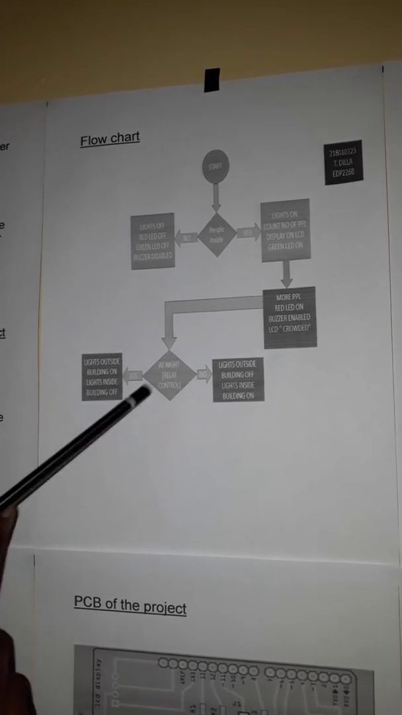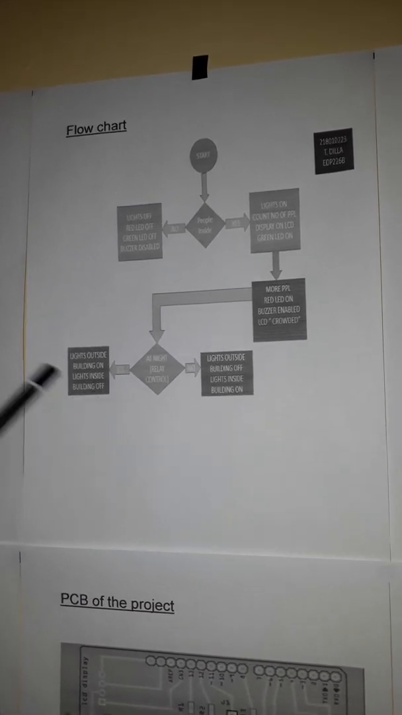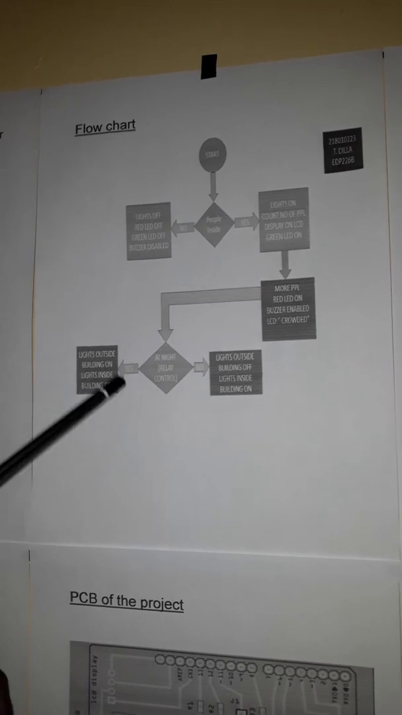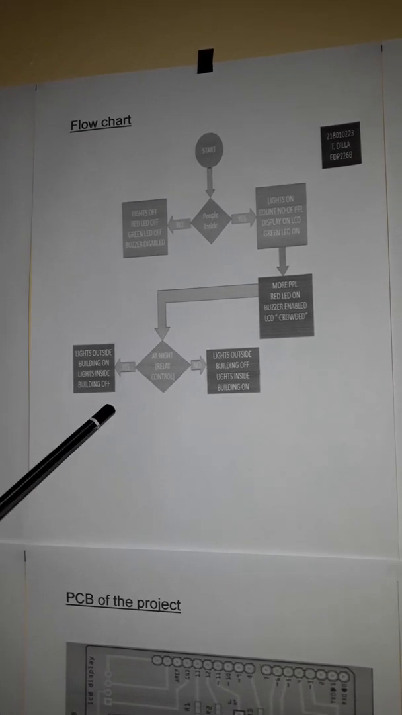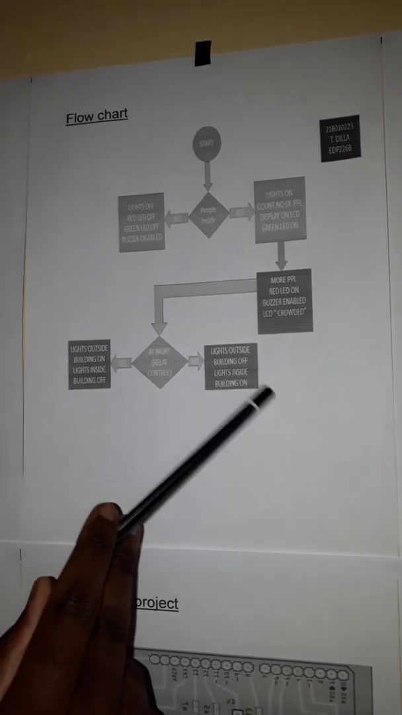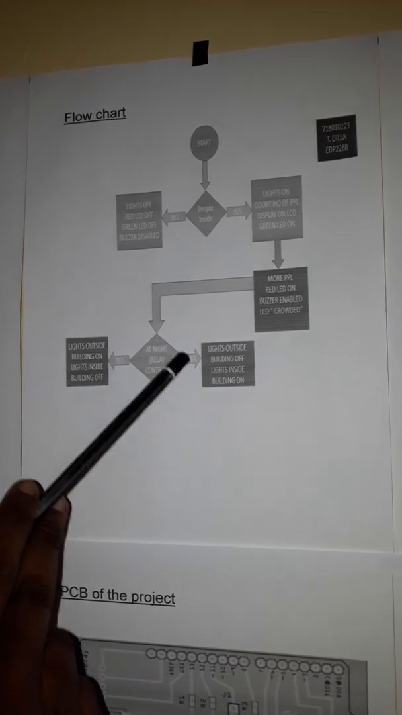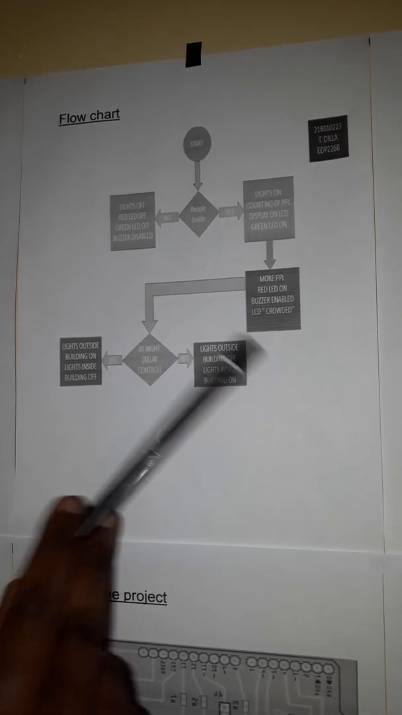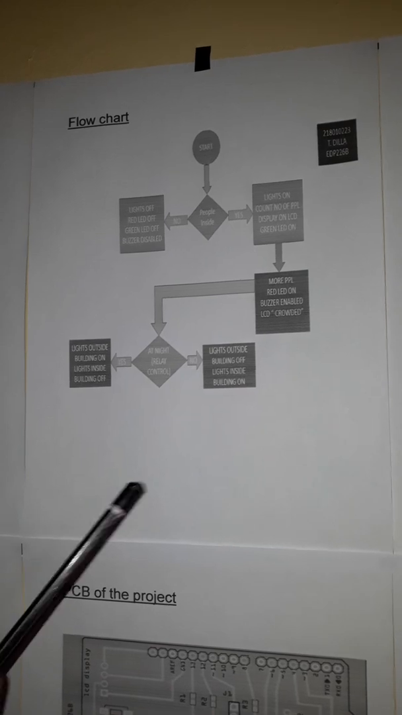And then through the relay control, if it's at night, the lights outside the building will be on and the lights inside the building will be off. If it's during the day, the lights outside the building will be off and the lights inside the building will be on.